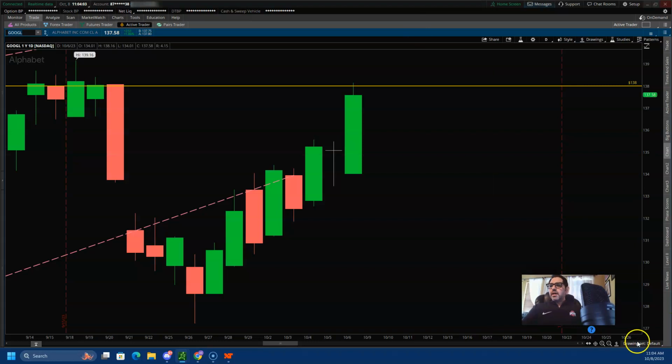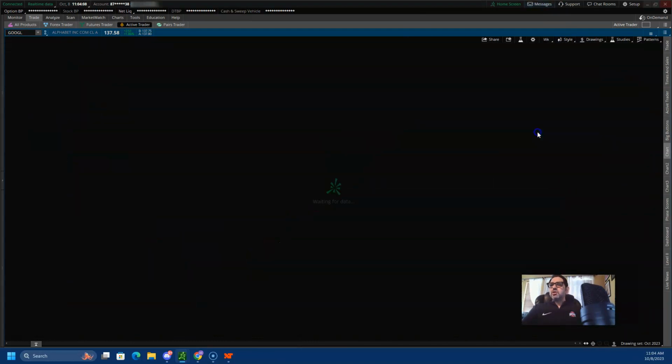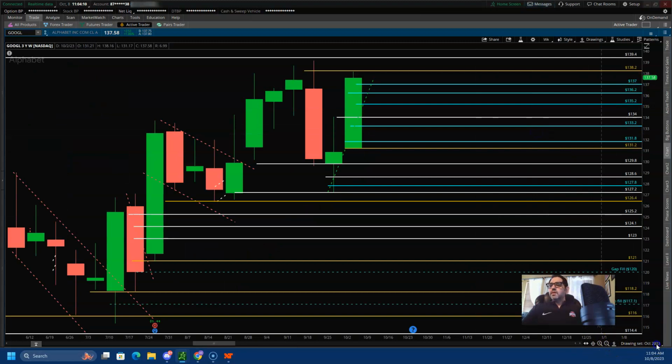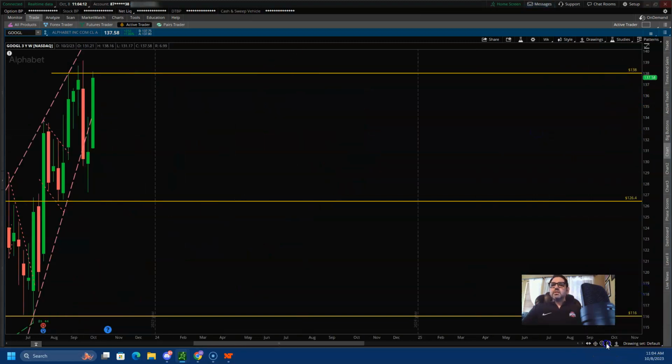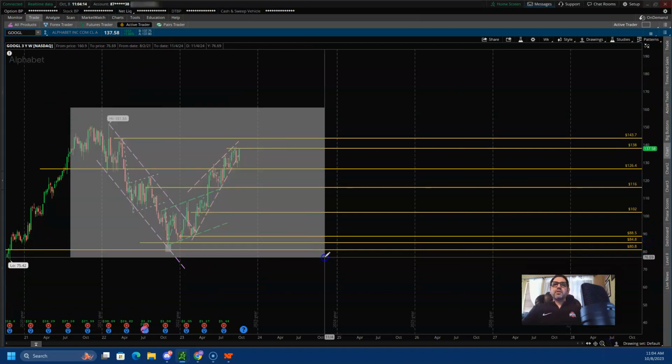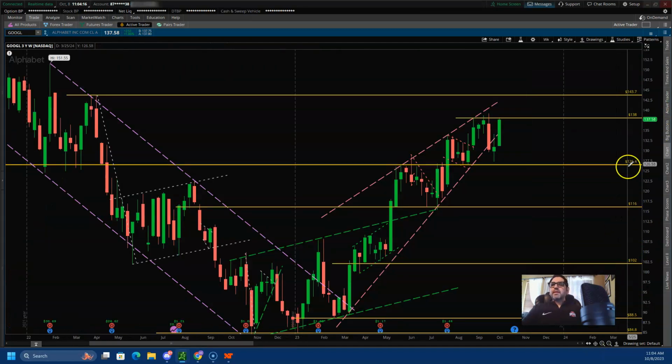Google, I am holding some long-term calls on this one. I like the chart on a weekly view. So let me show you how I'm still thinking. It's still not breaking down with all the stuff that's happening.